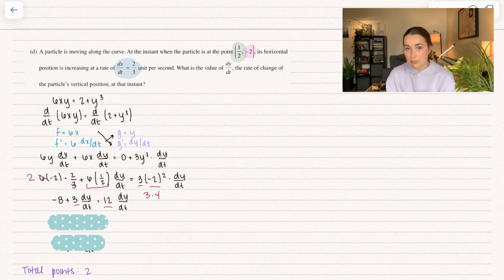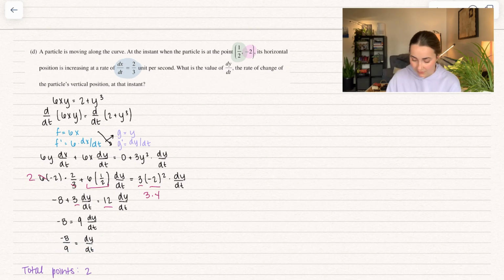Now we're going to follow the same process. What we want to do is get the dy/dt's all to the same side. So I'm going to subtract over 3 dy/dt. So we get negative 8 is equal to 9 dy/dt. We can divide by that 9 over, and we get our solution.